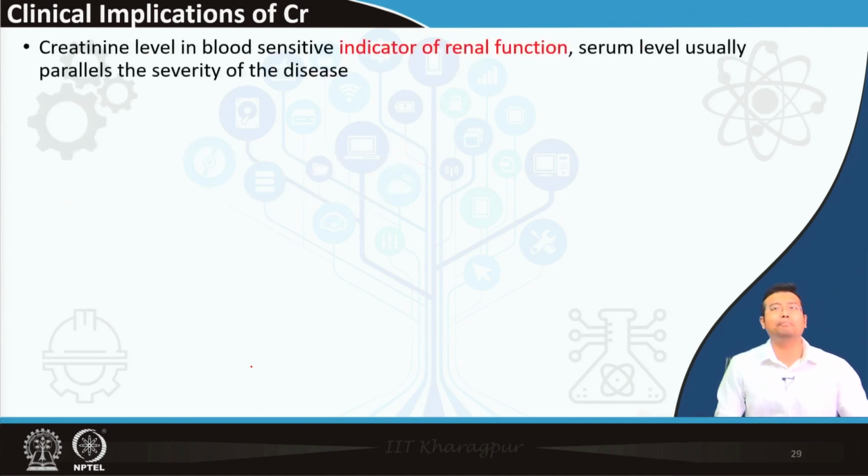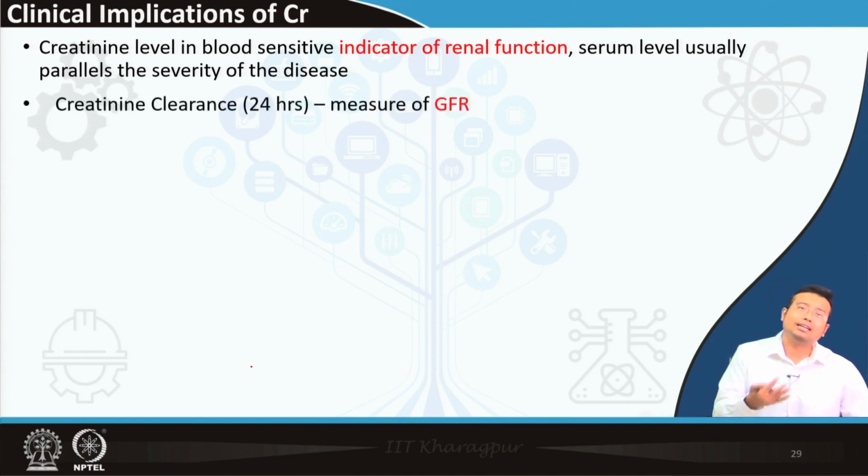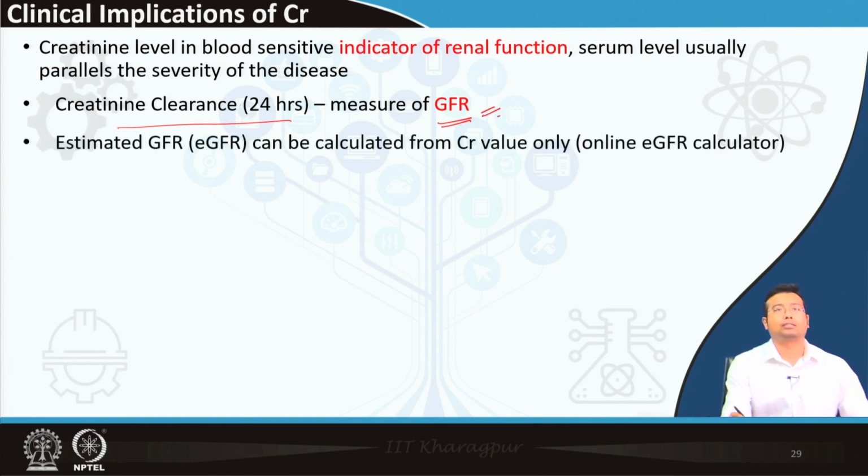So, what is the clinical implication of creatinine? It is a very important indicator of renal function, and the amount of creatinine actually parallels the disease severity. The more damage to the kidney, the higher will be the creatinine level in the serum blood, right. It is an indicator of glomerular filtration rate. Specifically, the 24-hour creatinine clearance is a very important indicator, it reflects renal function.